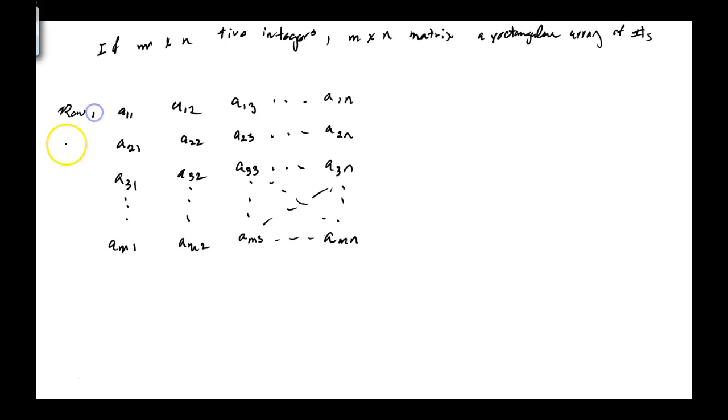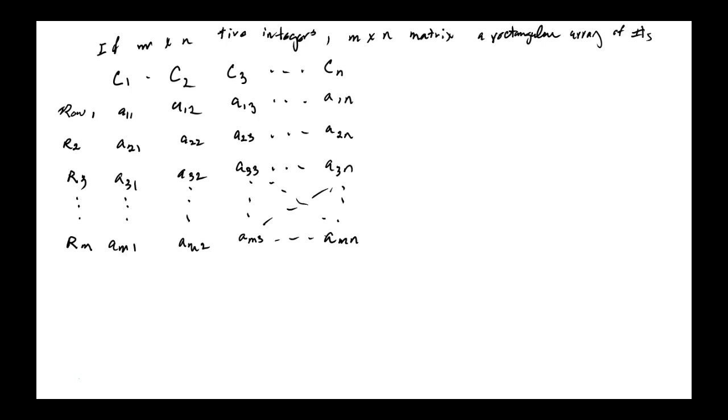This is row 1. This is row 2. This is row 3. This is row M, right? This is column 1. This is column 2. This is column 3. And so on until you get to column N.